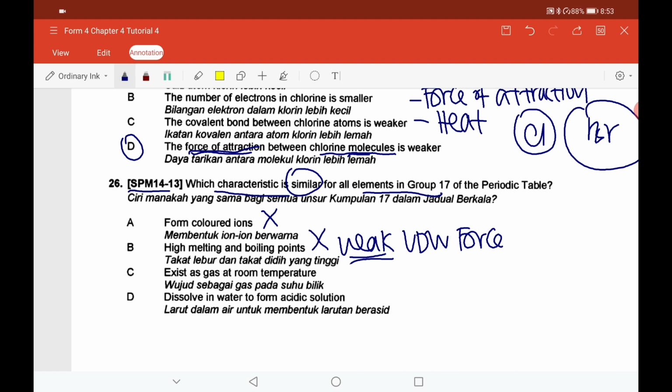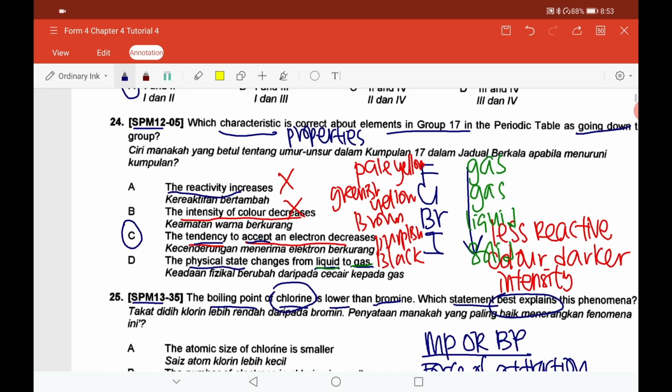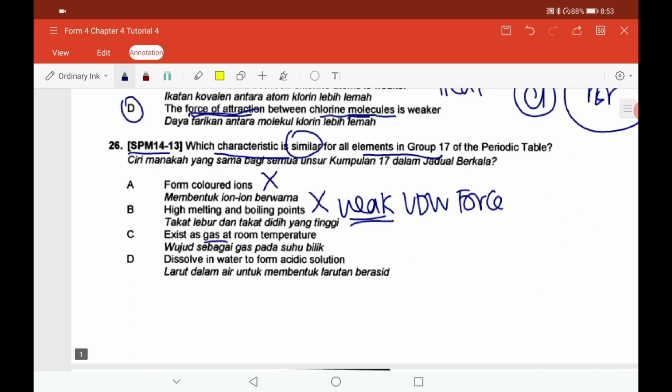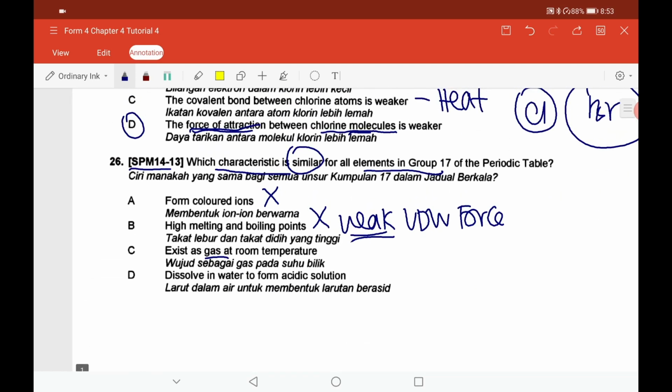C, they exist as gas at room temperature. Nope. Group 17, you have gas, you have liquid, and you have solid. Yeah, you can see just now, you have gas, you have liquid, you have solid. So not all of group 17 are gas. Not really, yeah. Okay, so remember, group 17 is the one and only group that has solid, liquid, and also gas. So the answer is D.